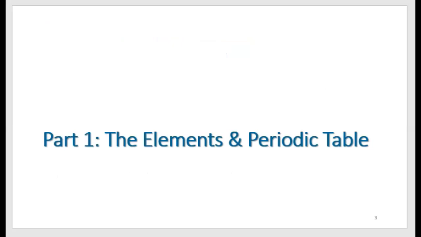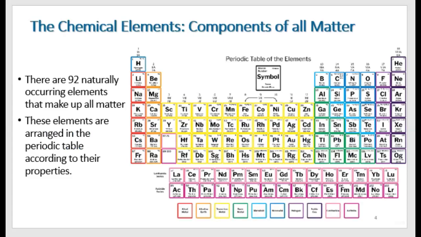So to start with Part 1, the elements, what's an element, and how are they presented in the periodic table. Let's look at the periodic table together. It's a layout of the 92 naturally occurring elements that make up all matter. These elements are arranged according to their properties in the periodic table. Things like how many protons do they have, how many electrons, and each vertical column is a group, and groups are numbered 1 through 8, usually using Roman numerals.